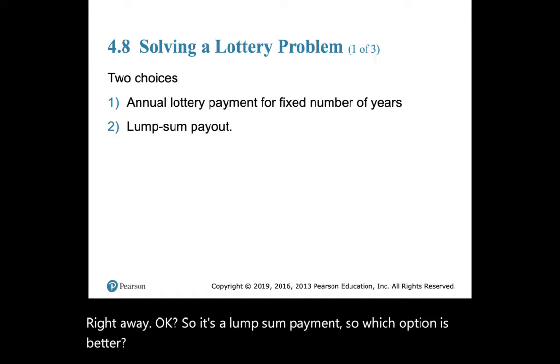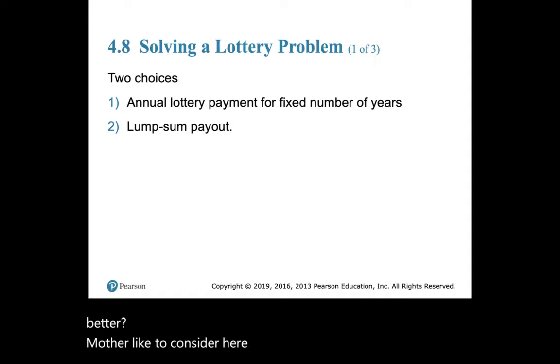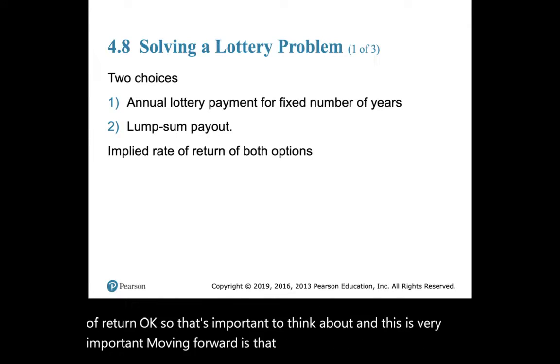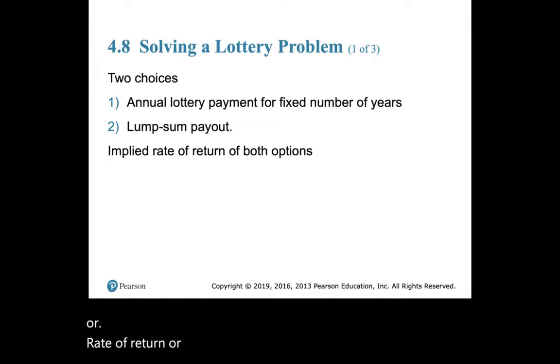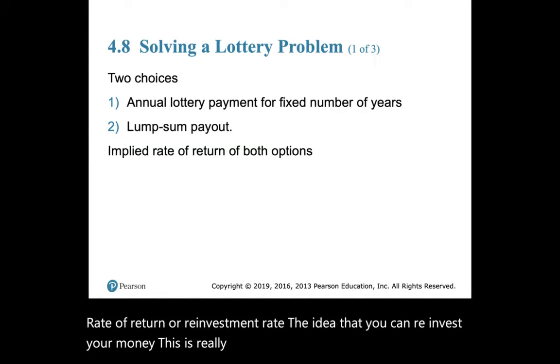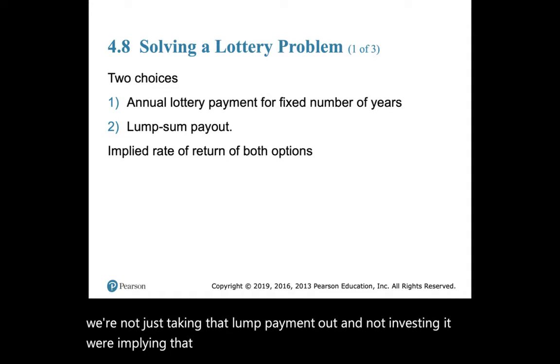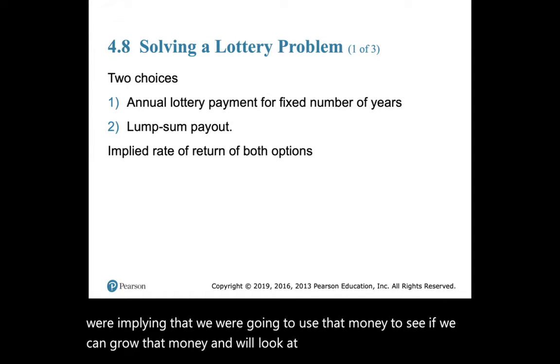There's a lot to consider here, but in both options, there is an implied rate of return. That's important to think about, and this is very important moving forward: there's always the implied rate of return or reinvestment rate, the idea that you can reinvest your money. This is really the power of the time value of money. So we're not just taking that lump payment out and not investing it. We're implying that we're going to use that money to see if we can grow that money. And we'll look at that example here.